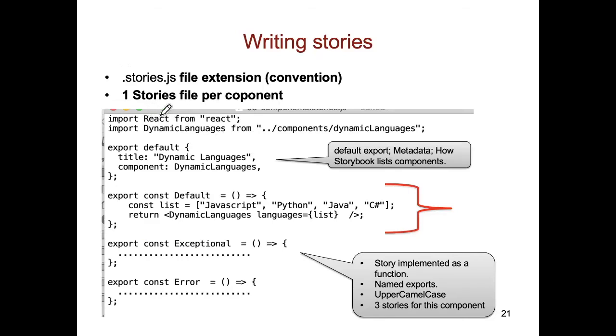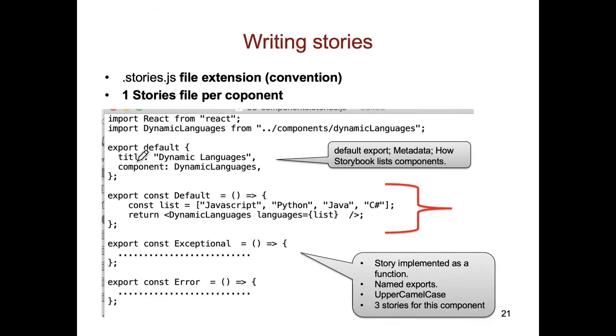So here we go. I'm importing React. By the way, when you're importing something from a third-party library, as opposed to one of your own files, you just give the name of the library rather than a path name to a particular file. So here I'm importing React, and here's where I'm importing my dynamic languages component. Now, how you code this stories file is predetermined. The first thing you've got to do is have a default export, and you've got to assign to that an object. And the structure of this object is also predetermined.